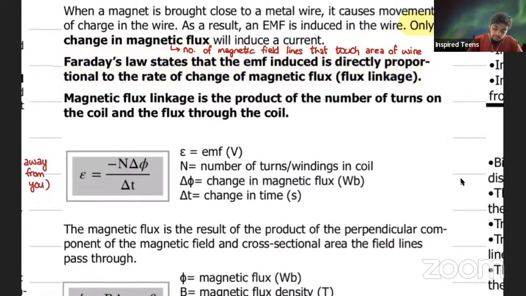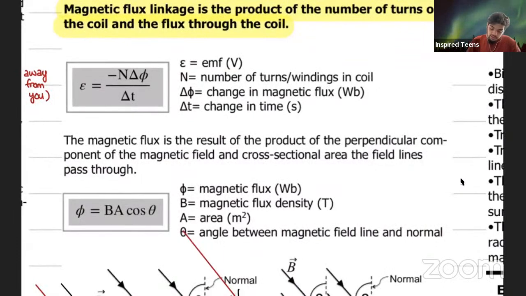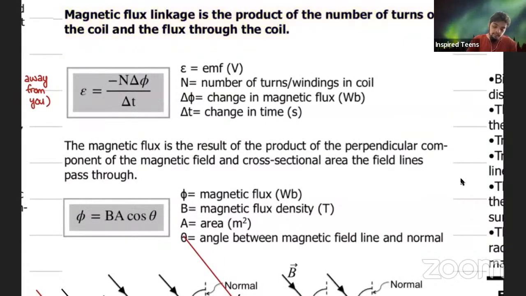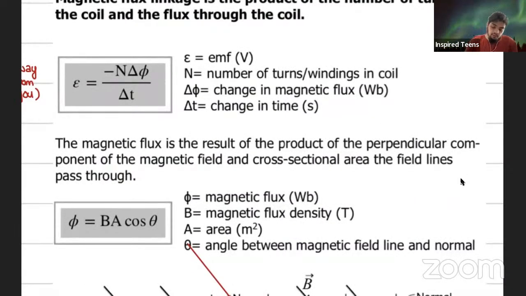Cool, then we have: magnetic flux linkage is the product of the number of turns on the coil and the flux through the coil. We'll go through there's a definition, there's a formula for that. Okay, let's have a look at this formula. This formula tells us E, which is EMF, then we have N, which is the number of turns or windings in the coil, or number of loops of the coil. Delta, we call this phi.